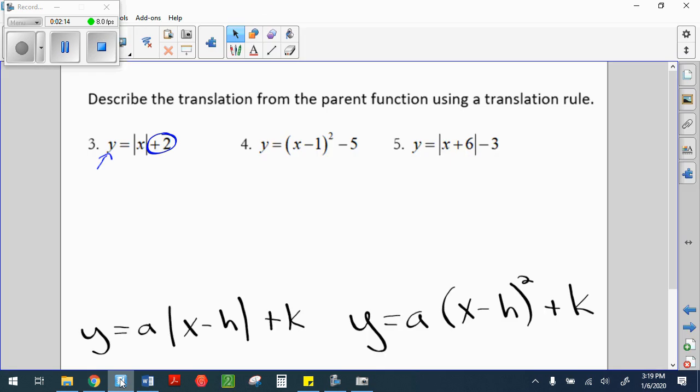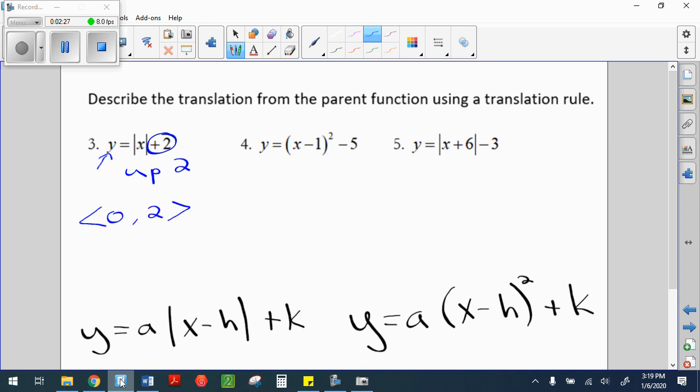So on my graph, y equals absolute value of x plus 2, since I'm going up 2 units, my vector notation would say <0, 2>, because I'm not going left or right, I'm just going up 2. If I wanted to use coordinate notation, I would say (x, y) becomes (x, y + 2). All the y values are going up 2.